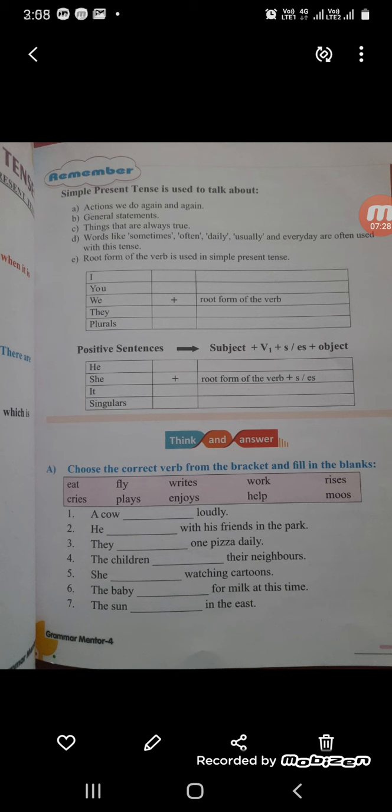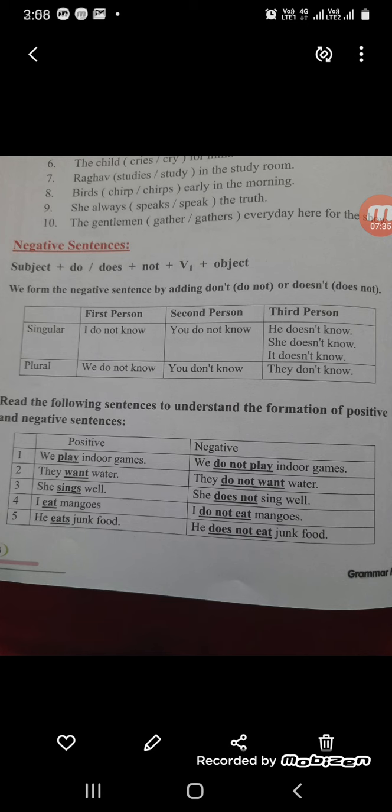Now children, you'll be getting an exercise. Choose the correct form from the bracket and fill in the blanks. Now on the next page, page number 76, we are going to do negative sentences. In this form of sentences, subject plus do, does plus not. Now you know very nicely negative sentence means sentence ending with no or not. Positive sentence means sentence ending with yes. So we are going to do negative sentence today. In the next chapter we will do positive sentence.